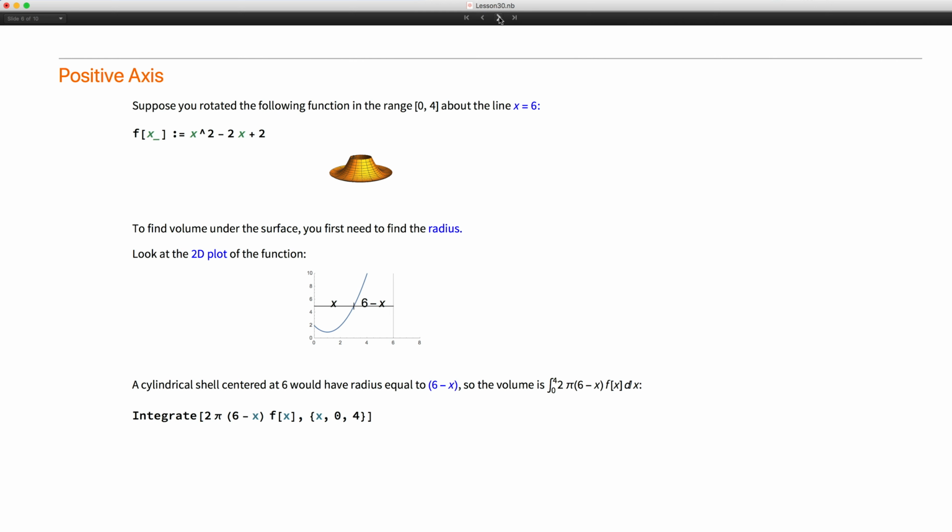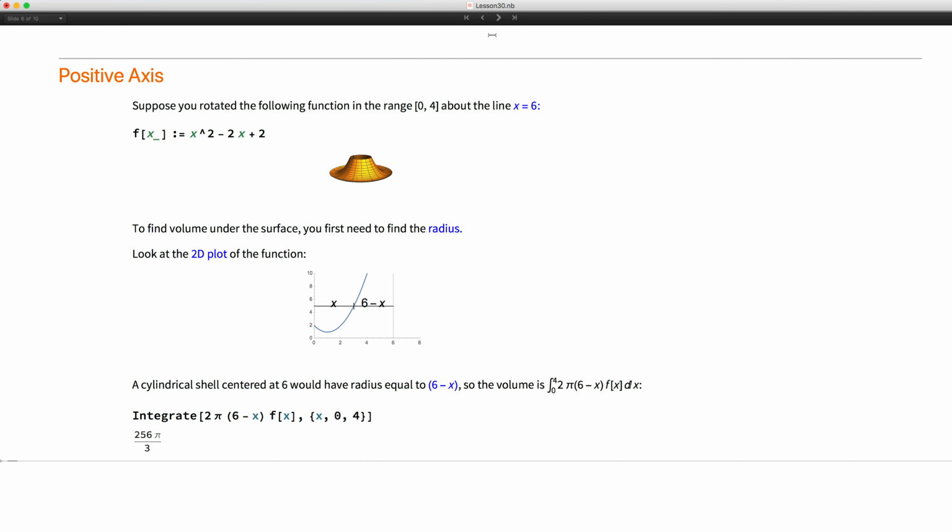Okay, so some minor variations. Let's say you have a function like over here and you want to rotate it around the line x equal to 6 rather than the y-axis. Then what you do first of all is you find the radius, but keep in mind that the radius is now going to be 6 minus x because you are counting from x equal to 6, so that's the radius. You have 2 pi times radius times function value, and you get back the answer with the cylindrical shell method.